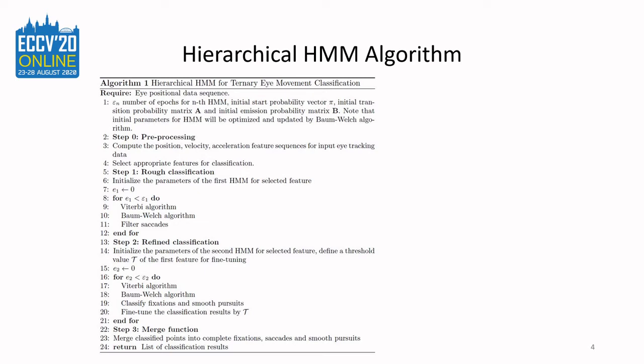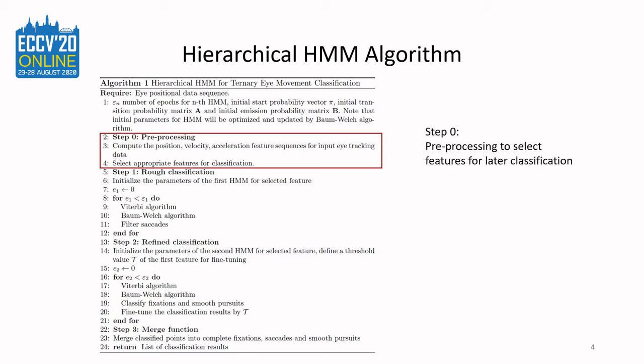Here is the pseudocode for our proposed hierarchical hidden Markov model algorithm. Firstly, we start by analyzing different features of the raw eye positional data as a pre-processing step. The objective of the pre-processing is to determine the features that can be used to separate the three eye movement types in later steps. In our case, we select the velocity and the positional features.